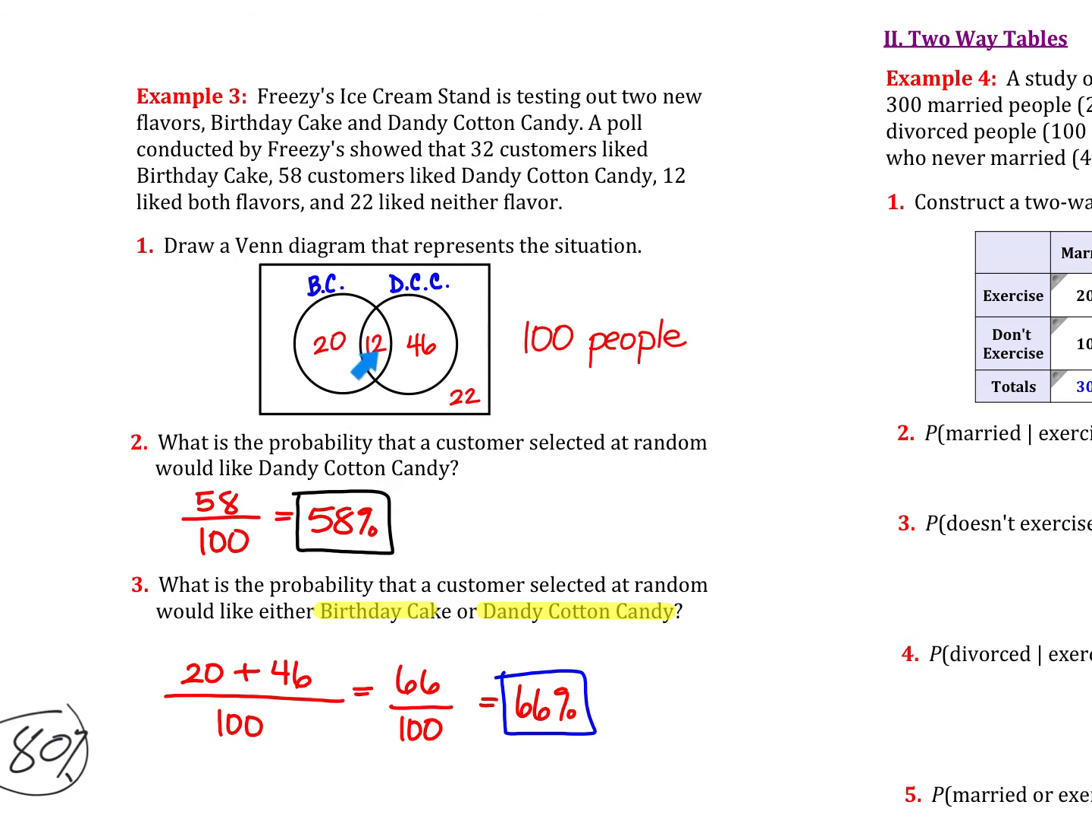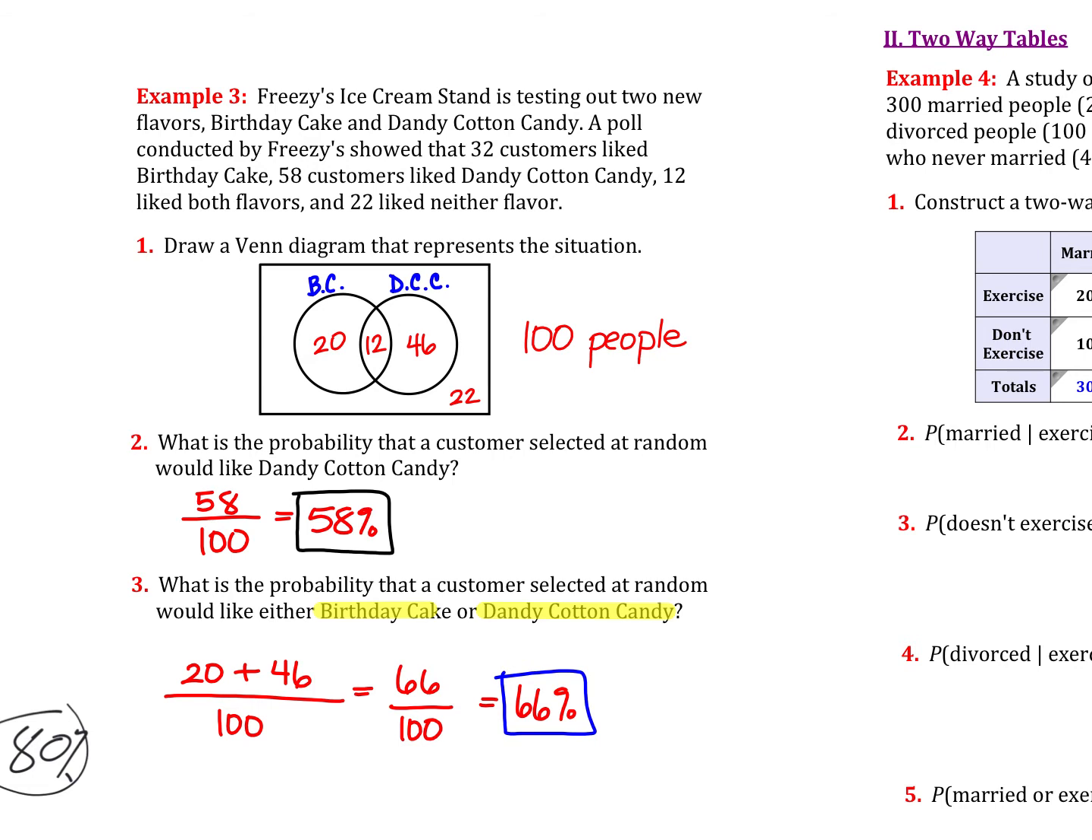We start from the inside out. So we have 12 people who like both. Then we go to birthday cake. Well, I know that we had 32 total who like birthday cake. We already know 12 are here. The other 20 have to be over here. 58 like the cotton candy flavor. There's already 12 here, so 46 has to be over here. And then 22 like neither. So that tells us how many people don't fit into either one of these categories. That would be our universal set there. So all together, if I were to add all these values up, I would get 100 total people.